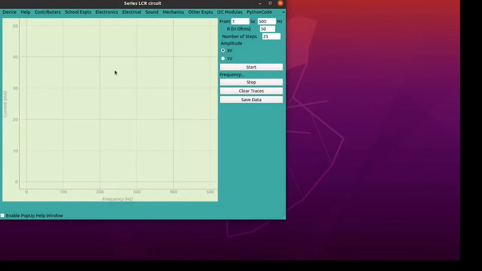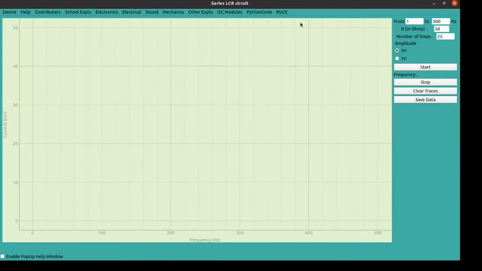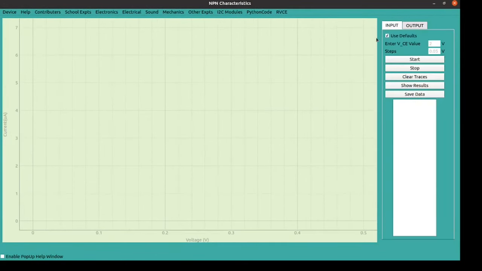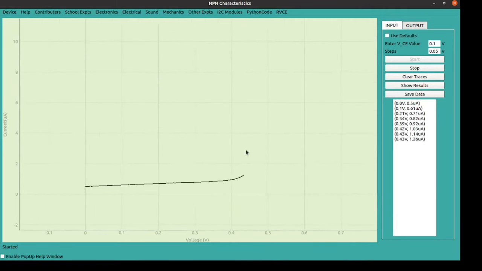Click on the expEyes software, go to the RVCE tab, select physics RVCE and NPN characteristics. Uncheck the user defaults value, enter 0.1 volt for input characteristics. Click on the start button. So it gives the input characteristics.